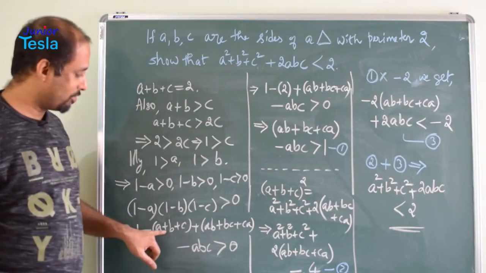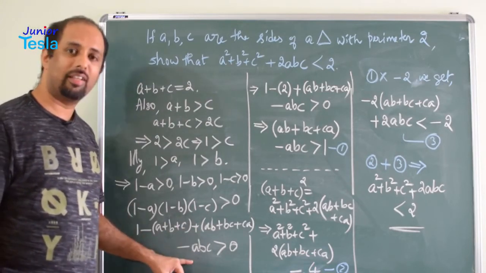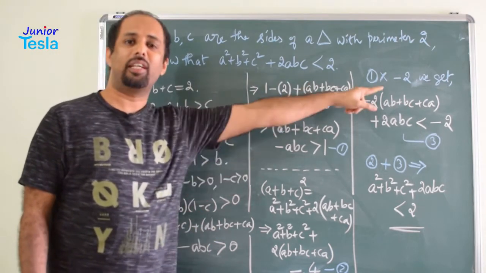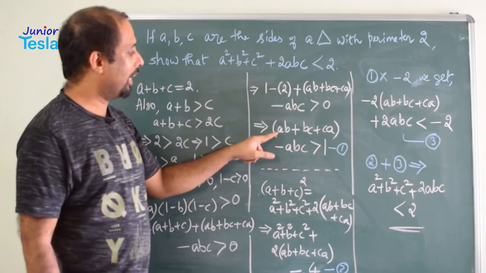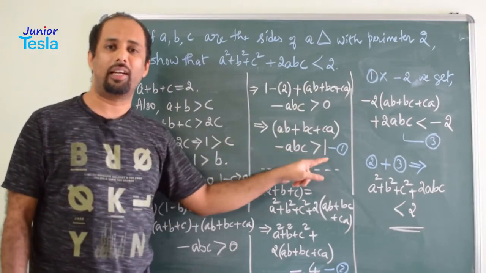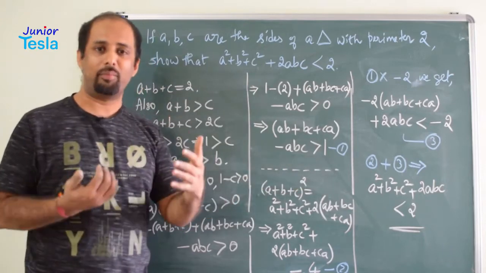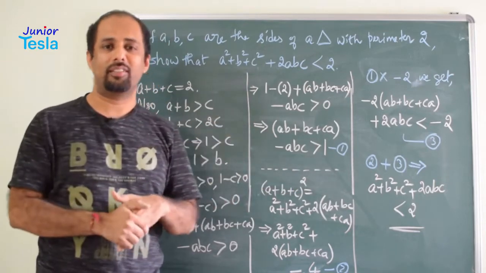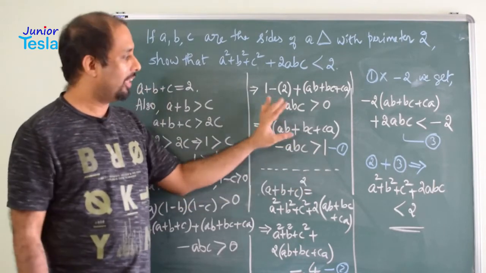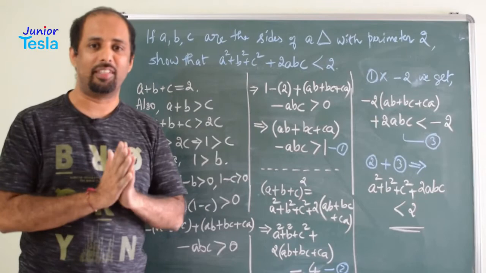So here 1 minus 2 plus this. That means 1 minus 2 is minus 1. When it is taken to the right hand side, it becomes plus 1. So we can directly write ab plus bc plus ca minus abc is greater than 1. The minus 1 on the left hand side, when taken to the right hand side, has become plus 1. Let us keep this inequality as it is.